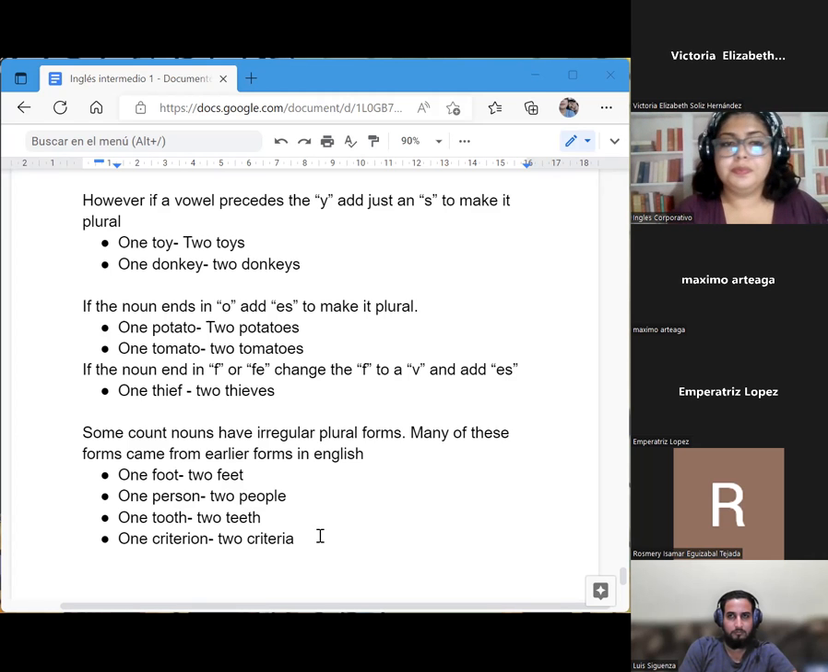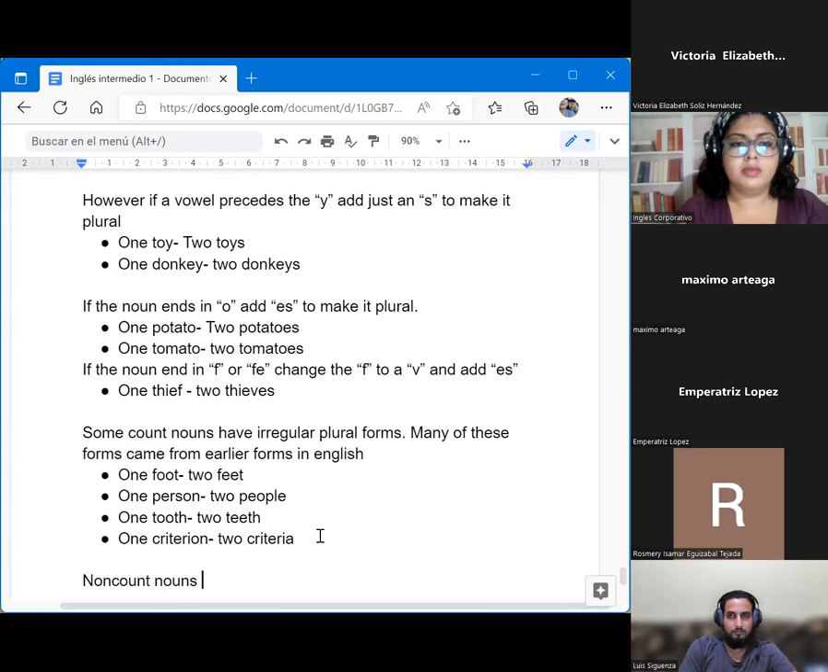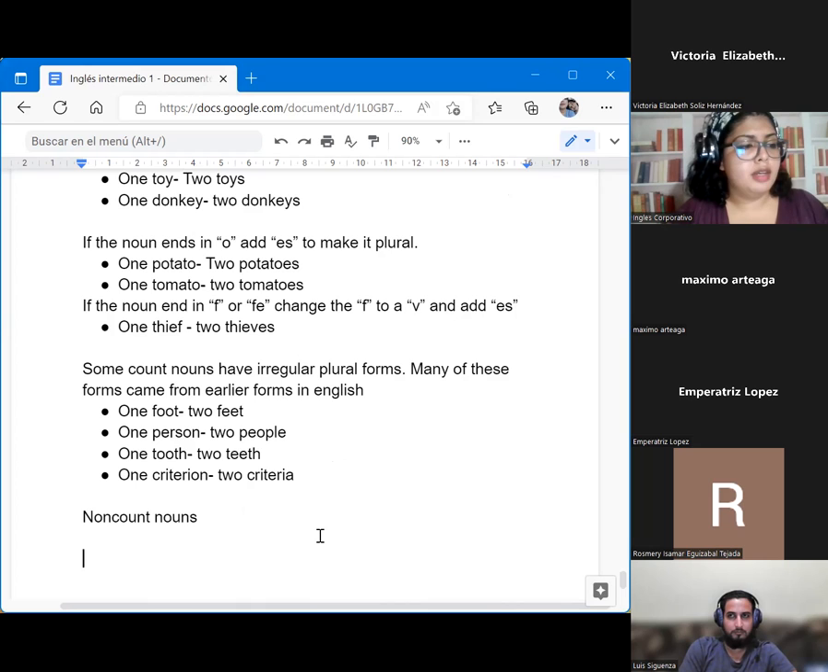Okay, let's see. Non-count nouns. The question is the same, but in this case, we're not going to see or say what the non-count nouns are. We are going to answer the question at the same time. So, what is or what are non-count nouns?